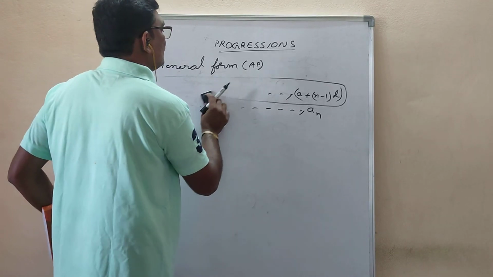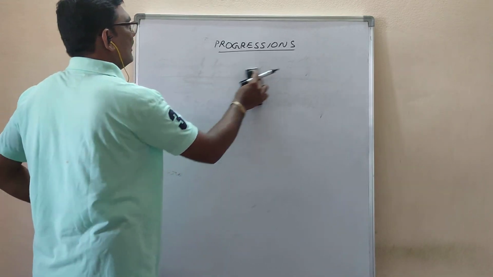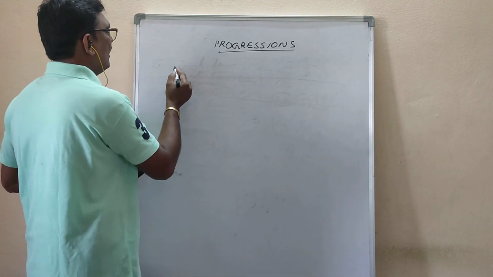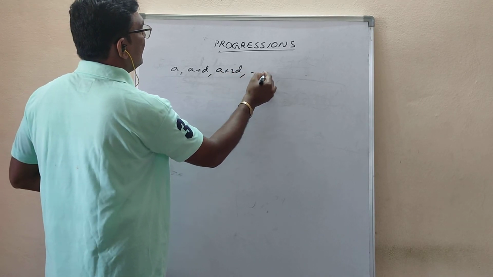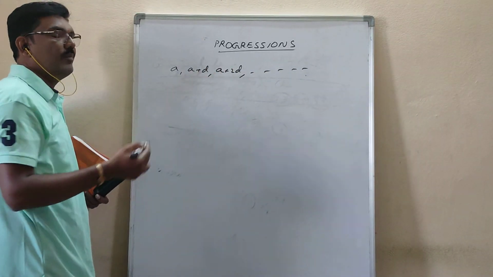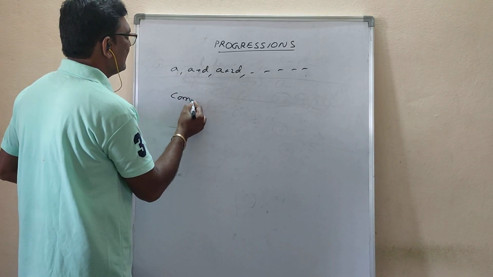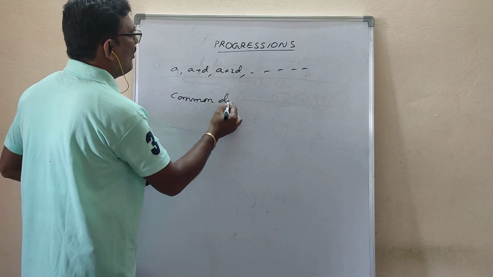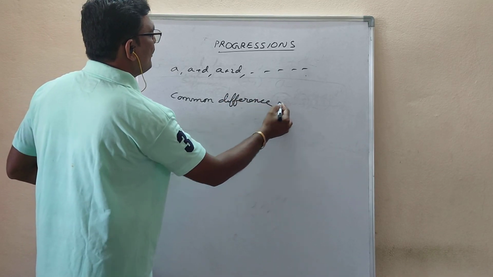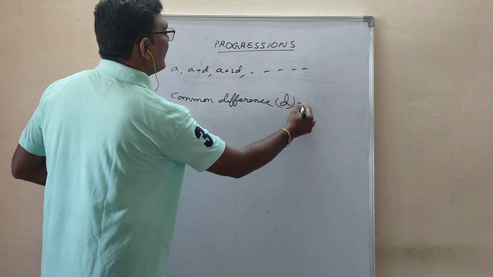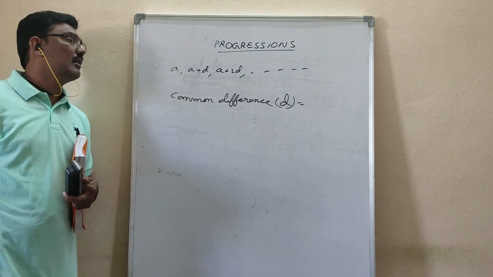First we should know what common difference is. So the general form is a, a plus d, a plus 2d, etc. Here the common difference should be denoted with a small letter d itself. We should not denote it with a capital letter.